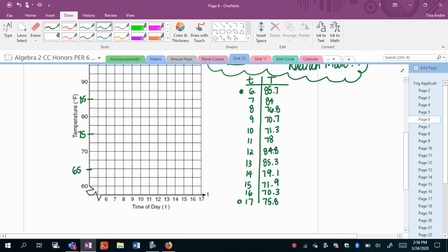And now I can go ahead and plot. So you're just going to have to do your best to make it as accurate as possible. So 6, and then I'm going to go up to 85.7. 7 is 84. 76.8. So go ahead and just graph all these points on here, trying to make them as accurate as possible.